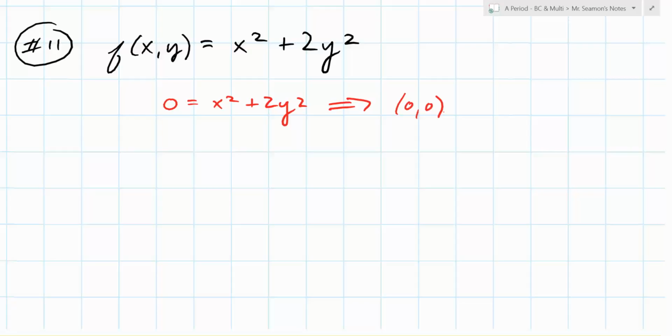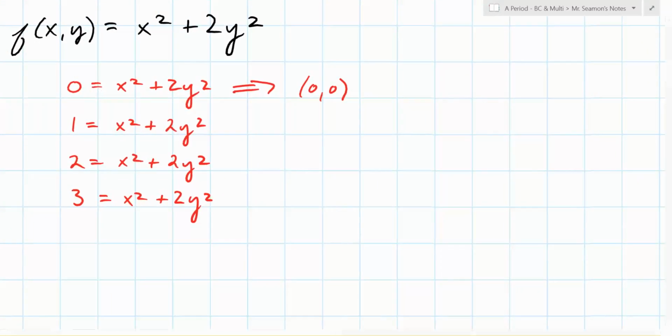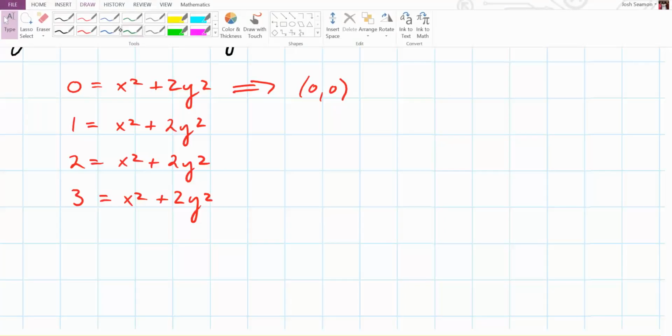Okay, what's the next value you want to test? 1. So what do you have? 1 is equal to x squared plus 2y squared, and then the next one might be 2 is equal to x squared plus 2y squared. You might be asking yourself, how do I graph these? Well, what shape are all of these? They're not circles. They're ellipses. That's correct.